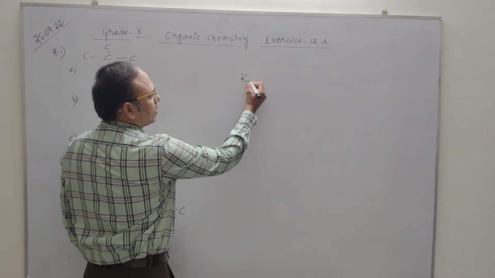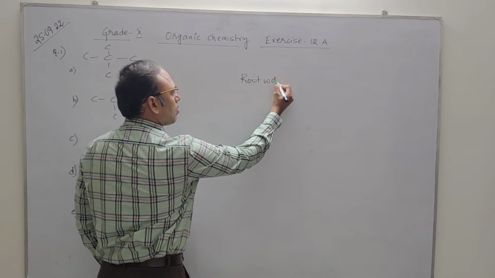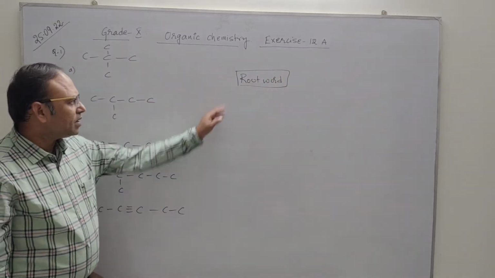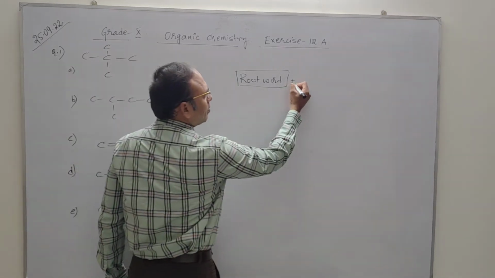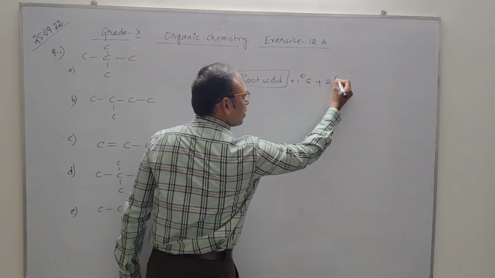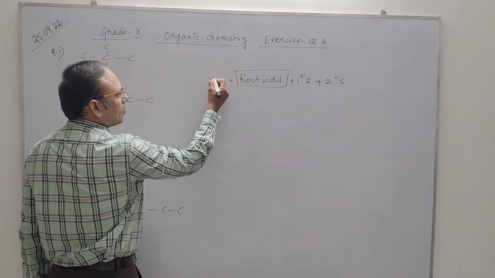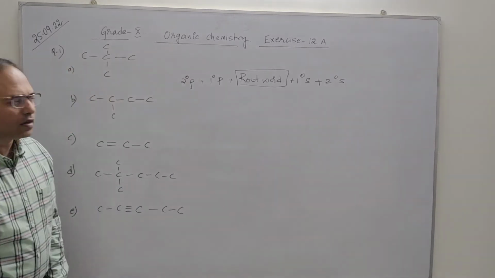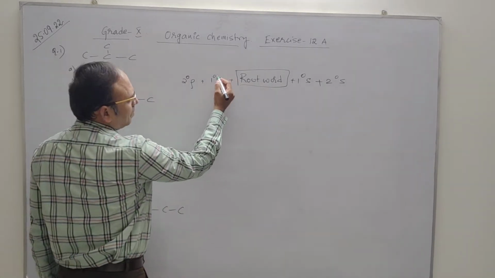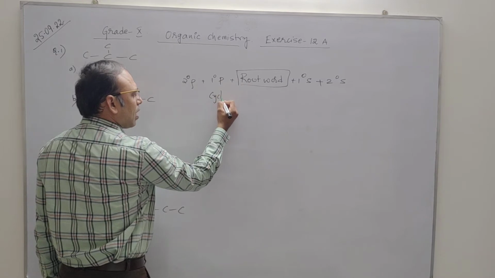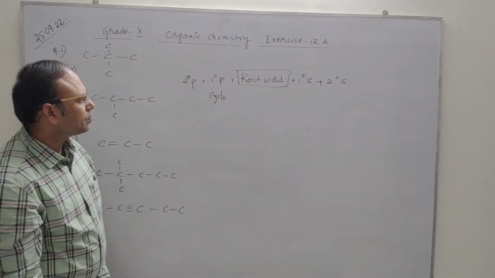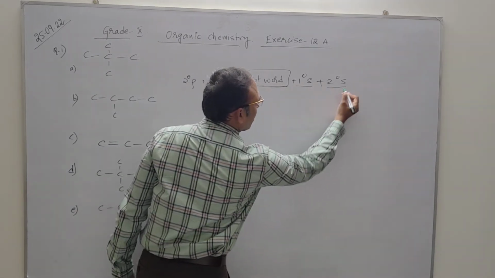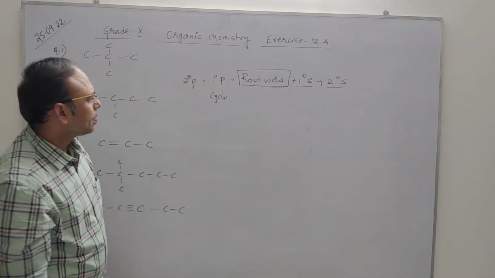Before we start, let us recollect the formula. In nomenclature, first we have to write the root word. Then we move to the primary suffix, then the secondary suffix. Here we also have primary prefix and secondary prefix, but in Grade 10 we generally avoid this as cyclic compounds are very rare. We concentrate on the root word, primary suffix and secondary suffix.